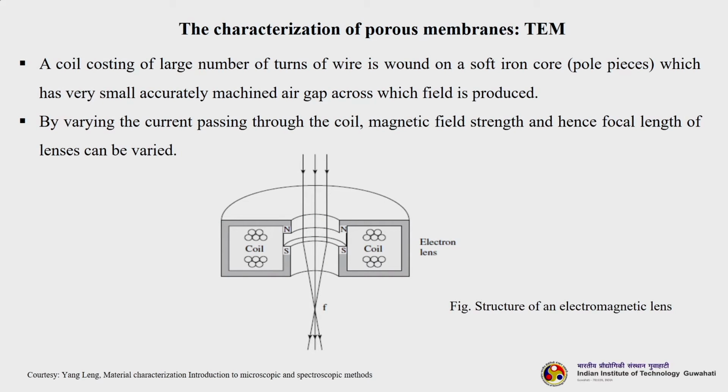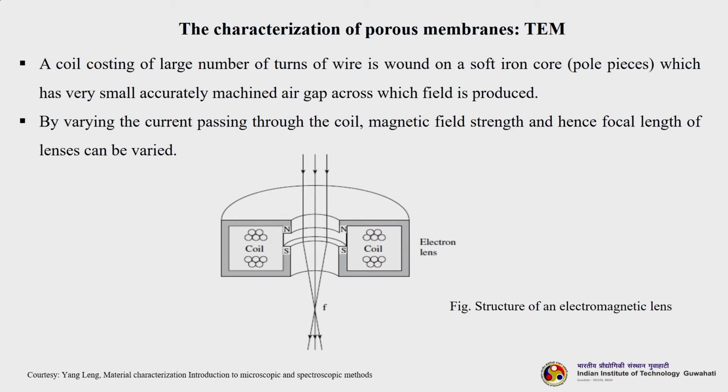A coil consisting of a large number of turns of wire is wound on a soft iron core, which has a very small, accurately machined air gap across which the field is produced. By varying the current passing through the coil, the magnetic field strength and hence the focal length of the lens can be varied. Actually, you are controlling the current passing through the coil, and by doing that the magnetic field strength and the focal length of the lens can be varied.